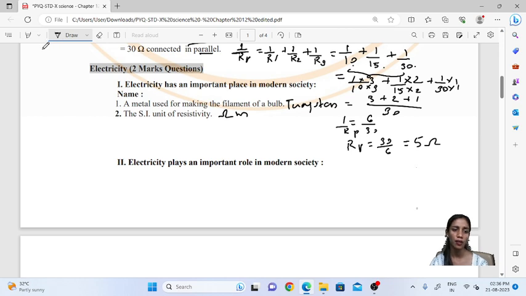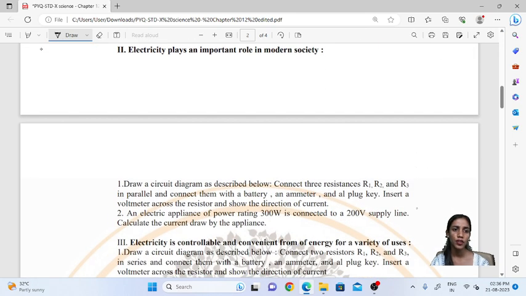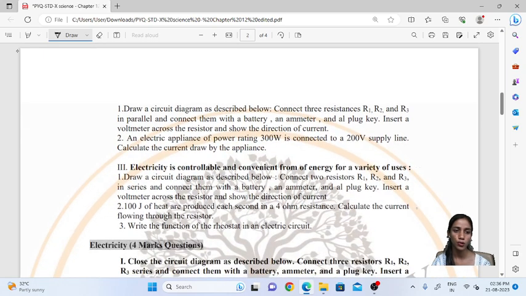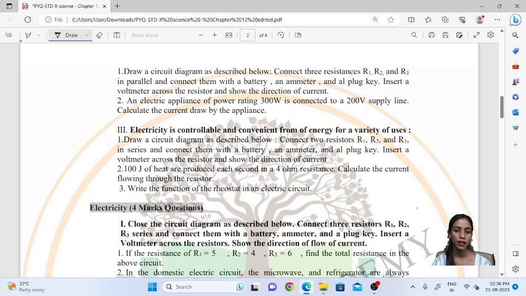Again we have the same kind. Electricity plays an important role in the modern society. Okay, based on that you have questions over here. The questions are: draw a circuit diagram as given below. Connect 3 resistors R1, R2 and R3 in parallel. Connect them with a battery, ammeter, a plug key. Insert a voltmeter across the resistors and show the direction of the current.